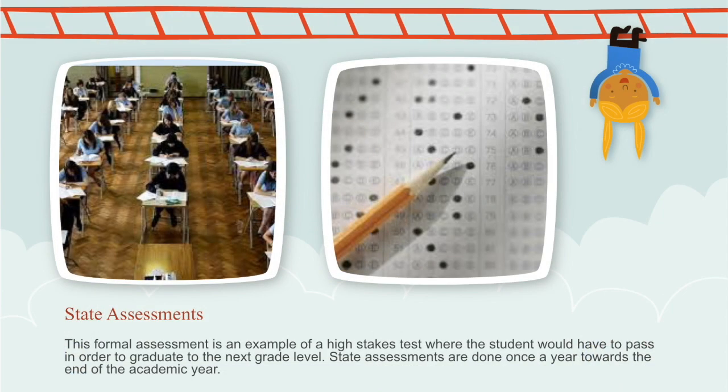State assessments. This formal assessment is an example of a high-stakes test where the student would have to pass in order to graduate to the next grade level. State assessments are done once a year towards the end of the academic year. The State of Texas Assessments of Academic Readiness is an example of a state assessment used in Texas, most commonly known as the STAAR test.